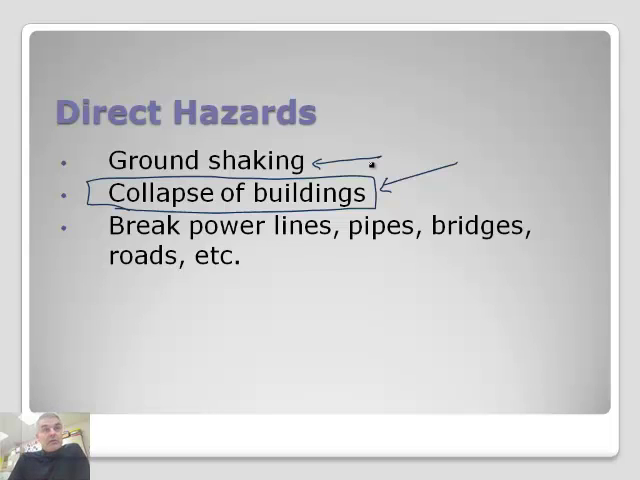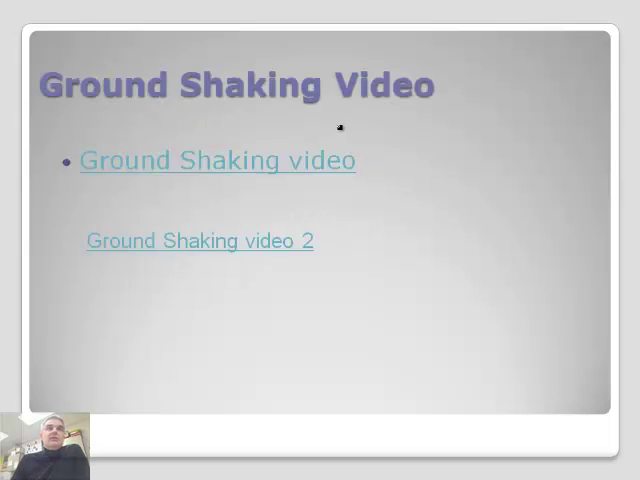They just pulled some little girl out of one of these collapsed buildings where they didn't think anyone was alive. Earthquakes can also break power lines, pipes, bridges, roads, etc. So this is a direct hazard that can happen. Let's take a look at a video clip that illustrates the whole ground shaking phenomenon.